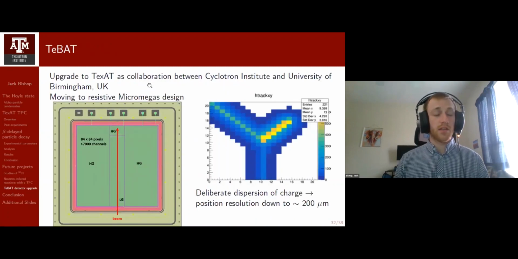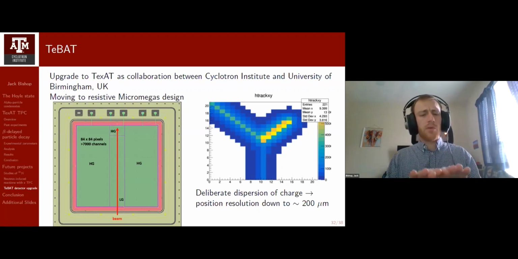And the third, rather, is just briefly talking about this TIBET upgrade, which, as I mentioned, is a collaboration between the Cyclotron Institute and University of Birmingham. What we're doing is moving to a system where we have 84 by 84 pixels, no more dealing with strips and chains, which makes the analysis a little bit nicer. And what we aim to do here, for the first time really in nuclear physics, is to use these resistive micromegas designs. We have a DLC coating on top of our micromegas.